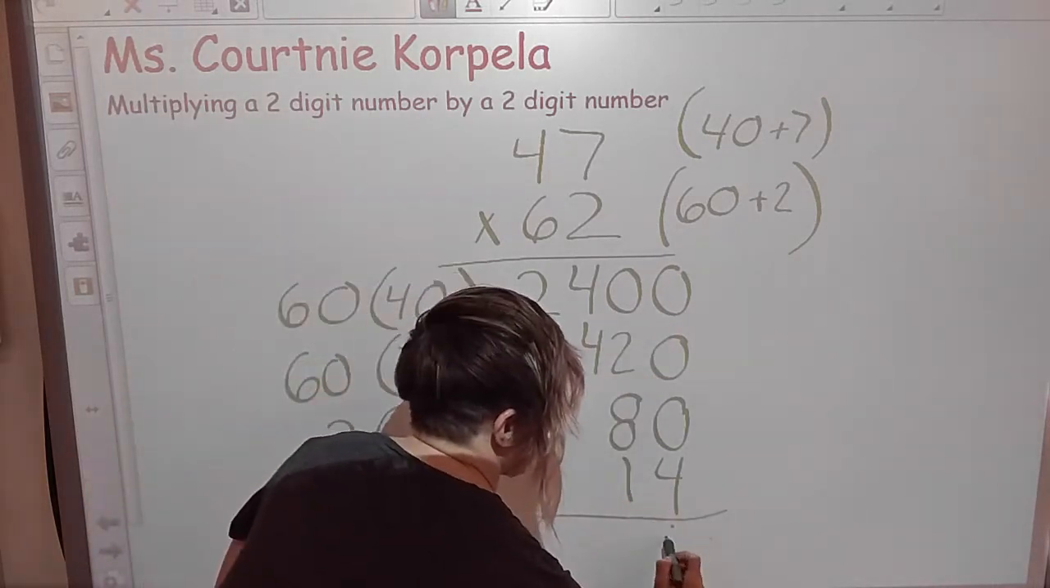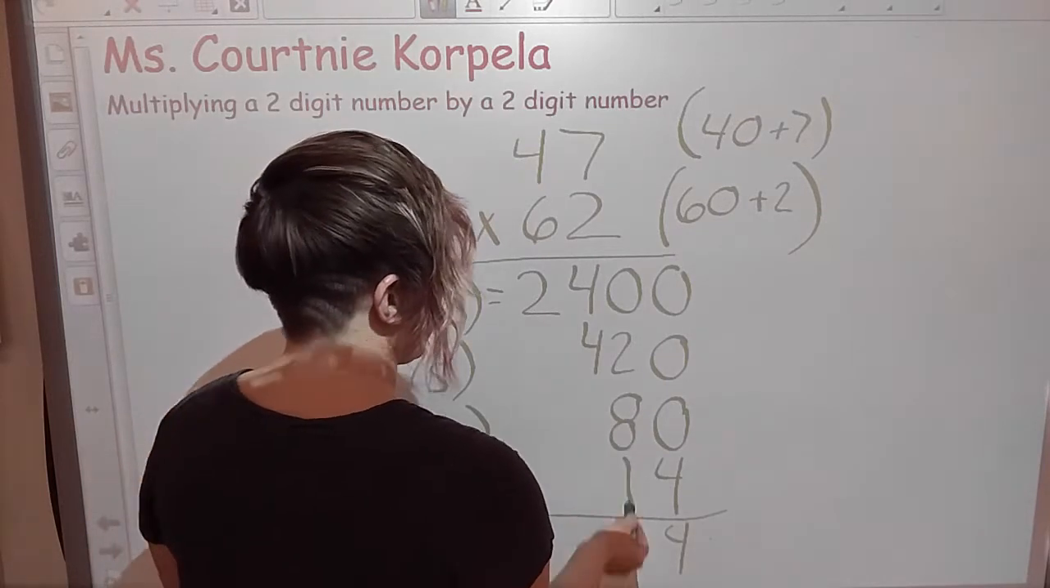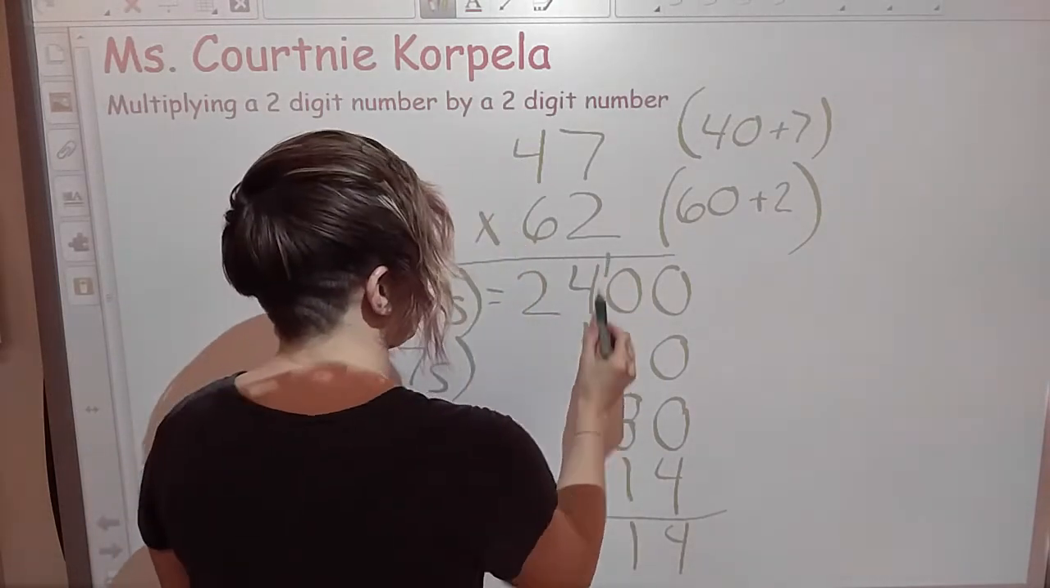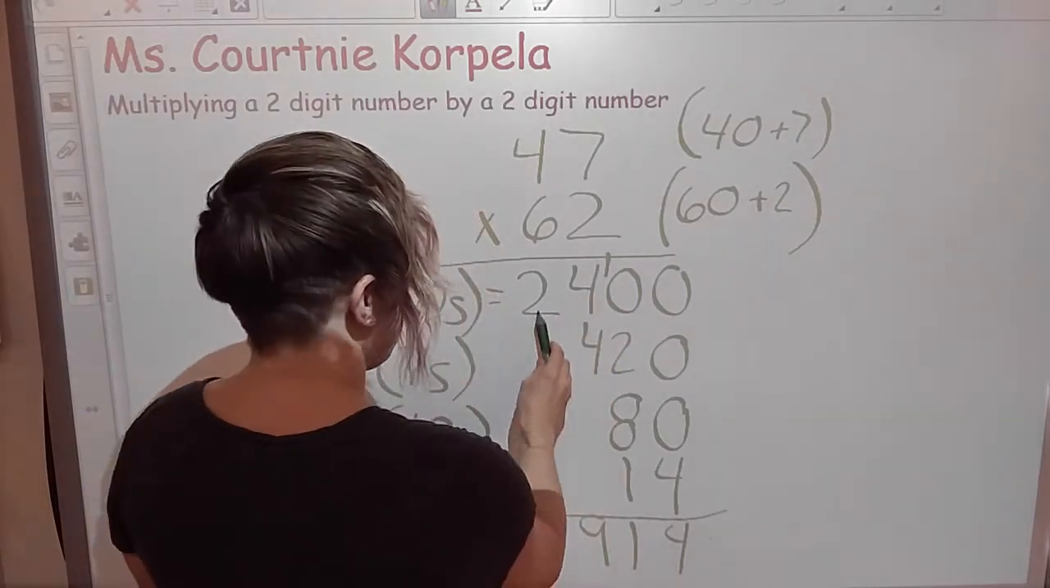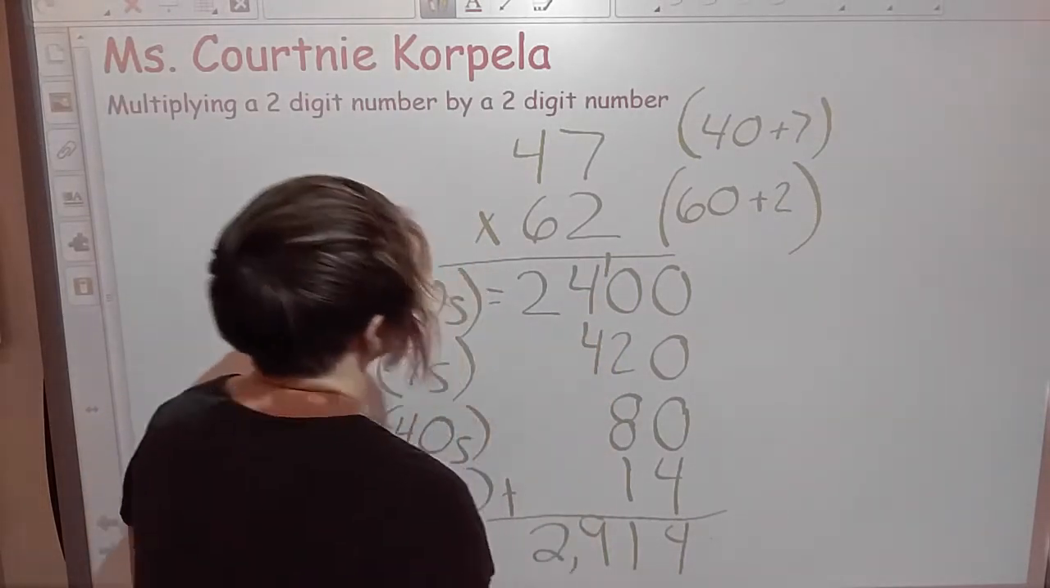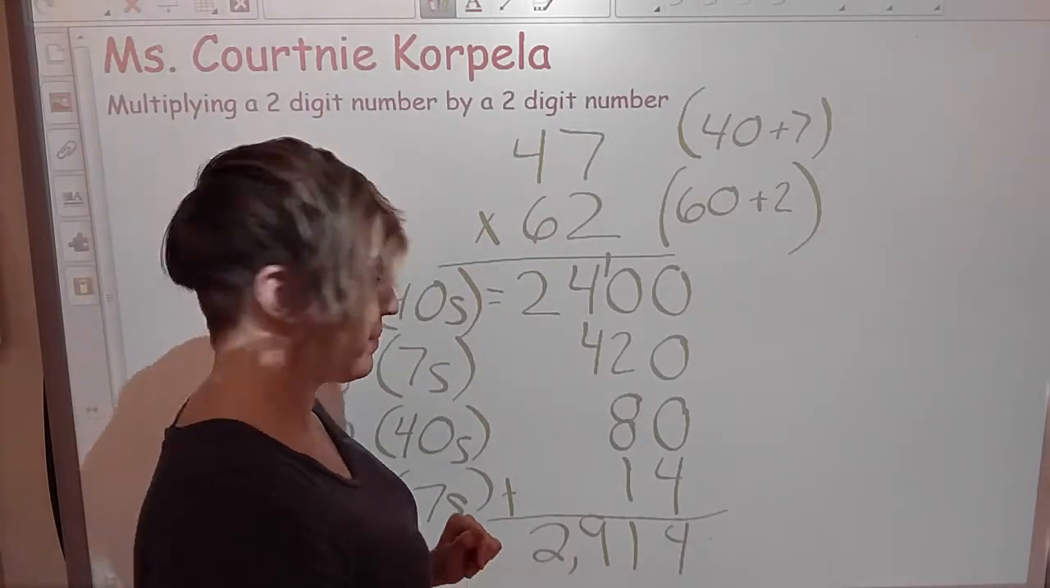Zeros plus 4 is 4. 2 plus 8 are complements for 10. One more is 11. I have doubles, which is 8. One more is 9. And finally, my 2 drops down. So 47 times 62 is 2,914.